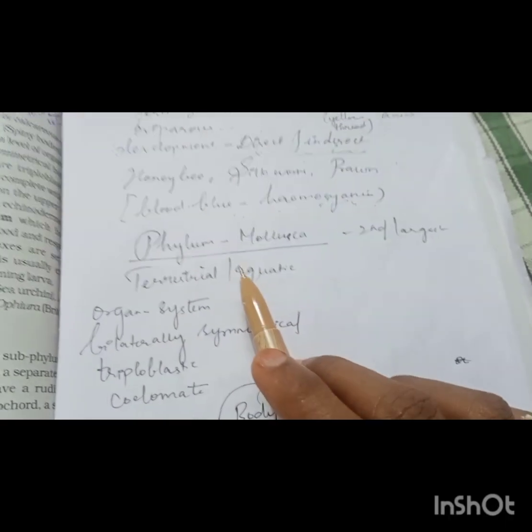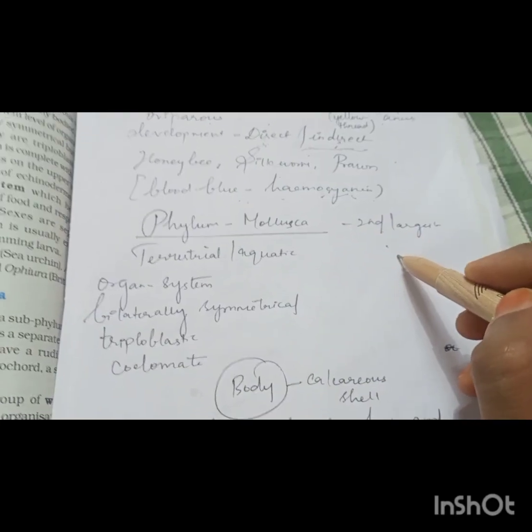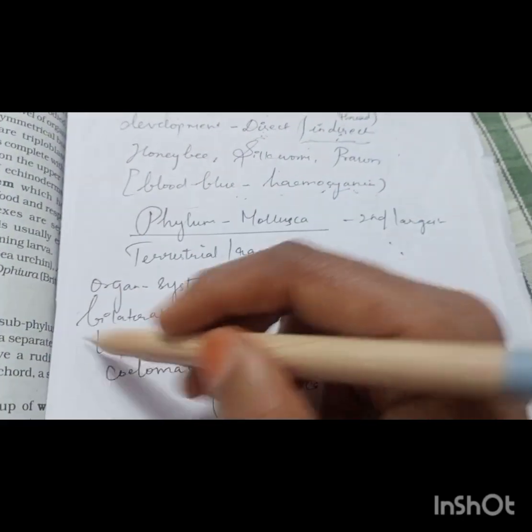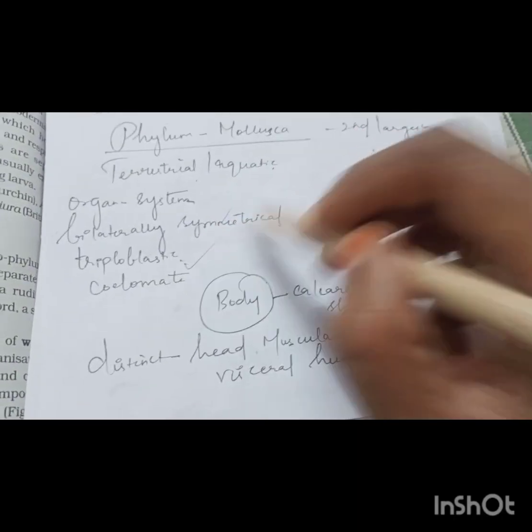So the next phylum is phylum Mollusca. It is the second largest phylum, the first being Arthropoda. It includes many terrestrial and aquatic organisms. The basic things: organ system, bilateral symmetry will be there, it is diploblastic and coelomate.